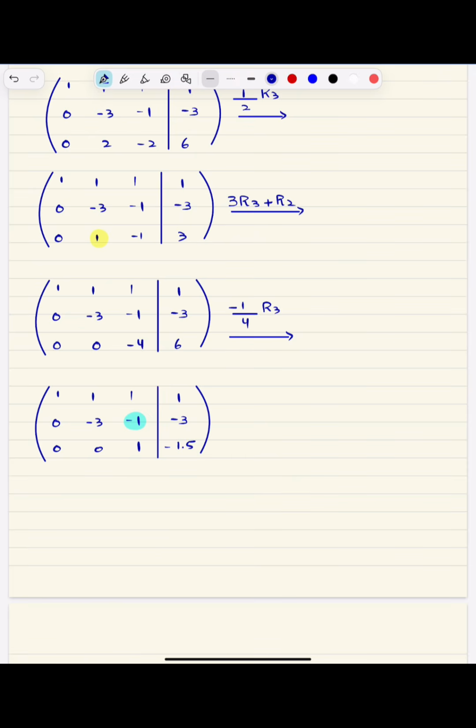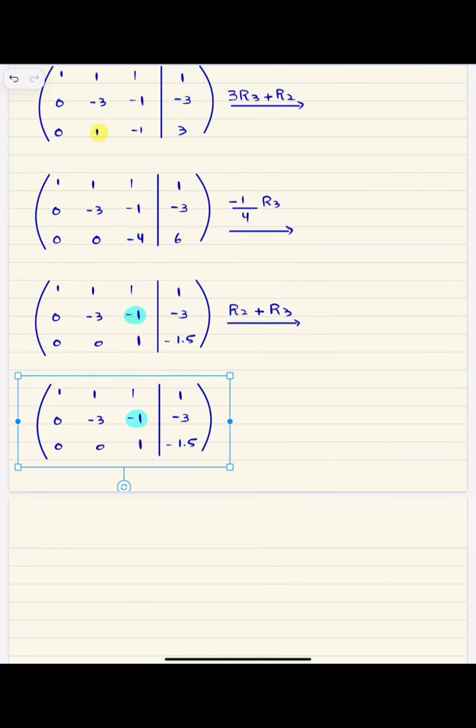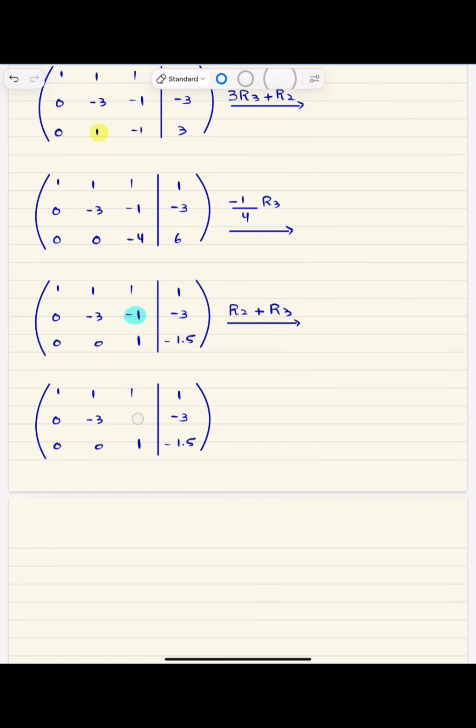Now I want to work my way upwards. So I want to use row 3 to impact row 2. So let's do row 2 plus row 3. Then we'll get, this changes, right? -1 minus 1 is a 0, and then -3 minus 1.5 is a -4.5. And I would like a leading 1, so I'm going to multiply row 2 by -1 by 3.